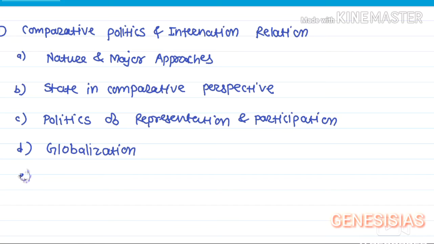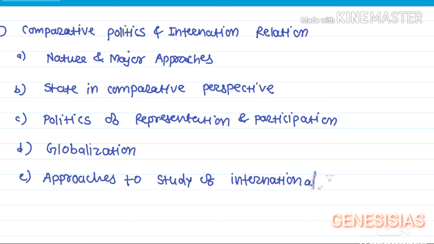Then the next is approaches to the study of international relations. It includes idealist, then realist, Marxist, then functionalist, and system theory. It includes these theories.